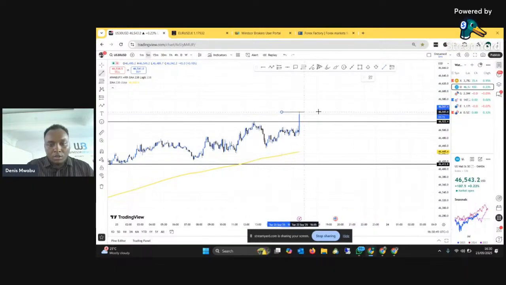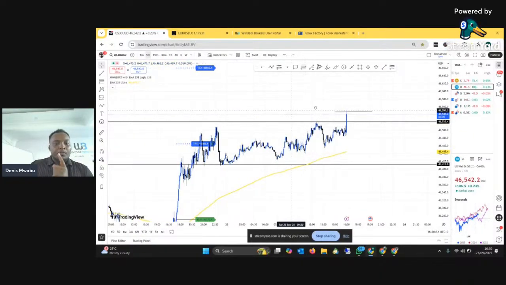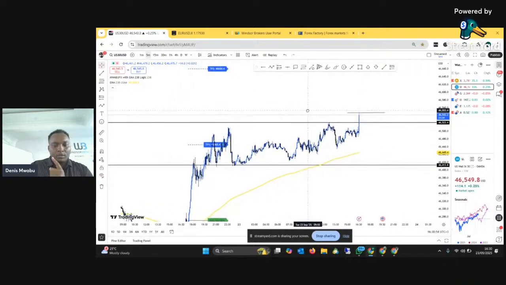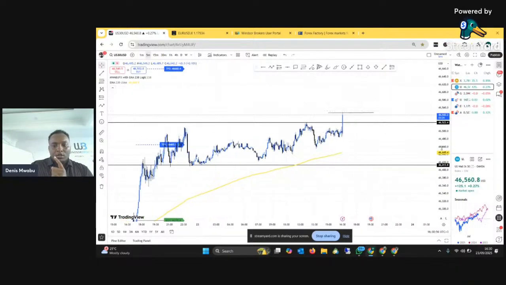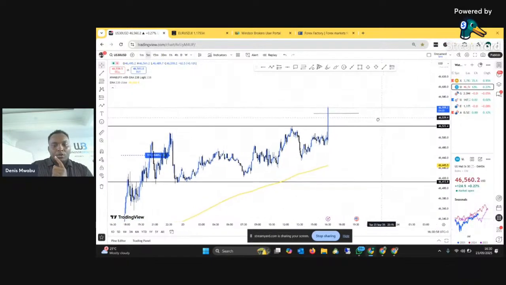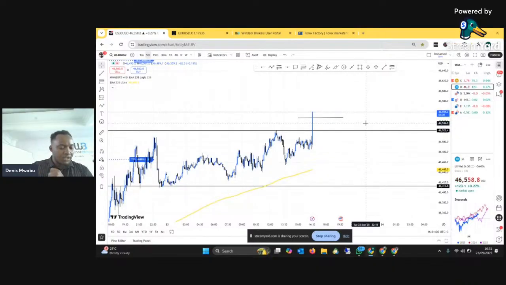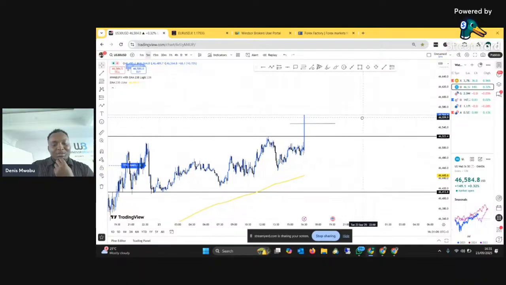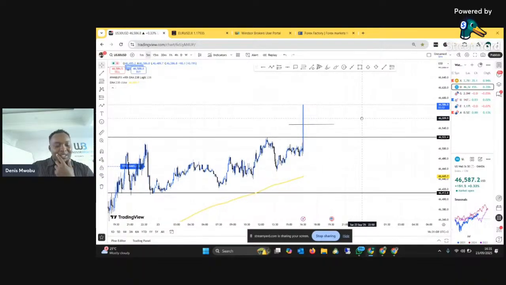Okay, so it has broken from above. Let's confirm if this is a true breakout or if it's playing games. Okay, it has pushed again. You can see how volatile that thing is. Take a look at that.